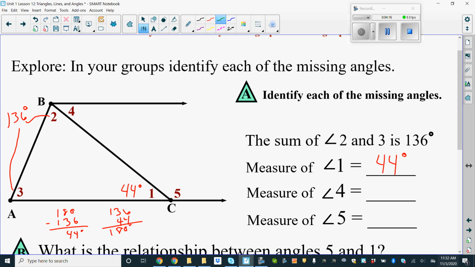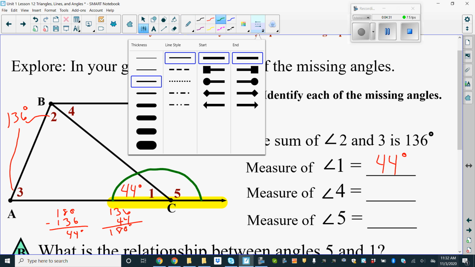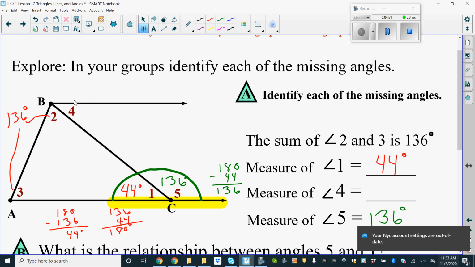We know that right here we have a straight line. Straight lines also equal 180 degrees. So angle 1 plus angle 5 should equal 180. In order to solve for that, we can do 180 minus 44, which gives us 136. So angle 5 is 136 degrees. Now we have to find one more angle, which is angle 4 right here.